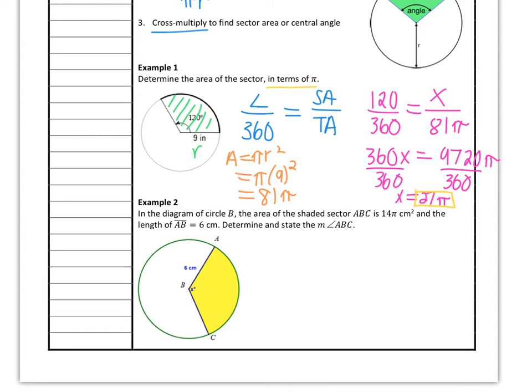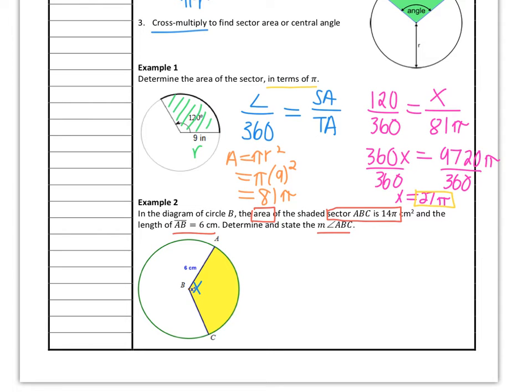All right. Let's take a look at example 2. It says in the diagram below, the area of the shaded sector is 14 pi. So notice that they're giving us the area of the sector, so I'm going to make sure I note that. The area of the sector is 14 pi. The length of AB is 6. Determine and state the measure of angle ABC. So this time, notice where our x is, we're looking for the central angle.